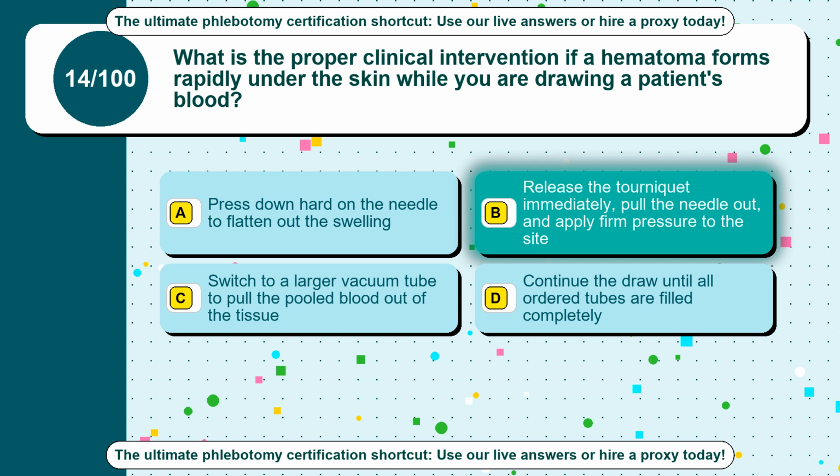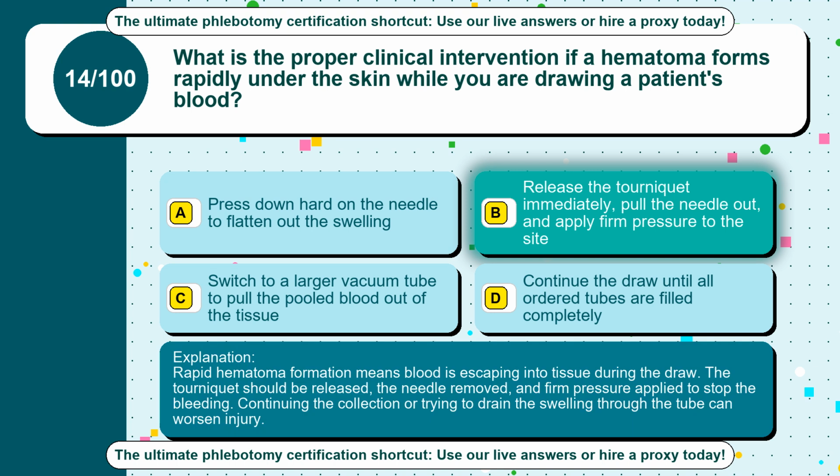Release the tourniquet immediately, pull the needle out, and apply firm pressure to the site. Rapid hematoma formation means blood is escaping into tissue during the draw. The tourniquet should be released, the needle removed, and firm pressure applied to stop the bleeding. Continuing the collection or trying to drain the swelling through the tube can worsen injury.